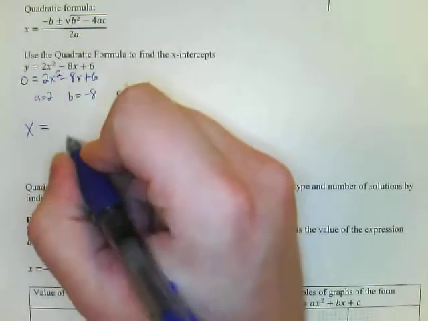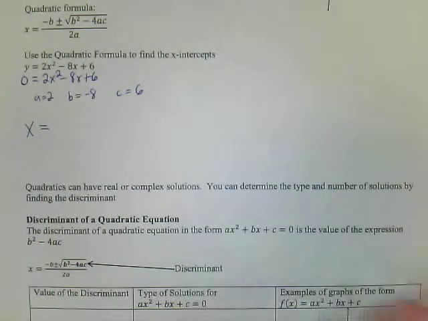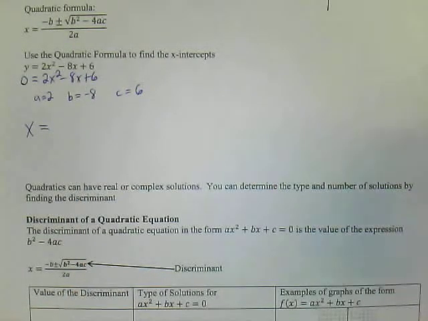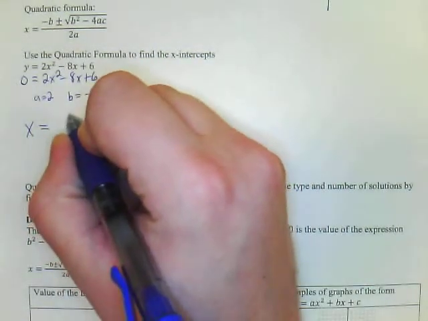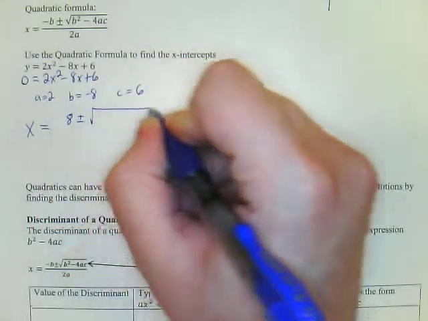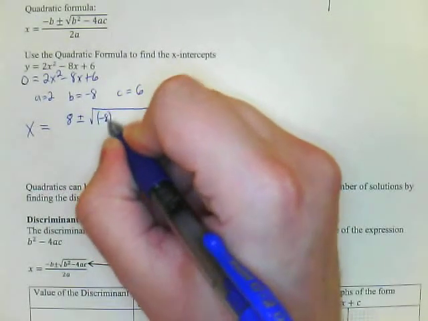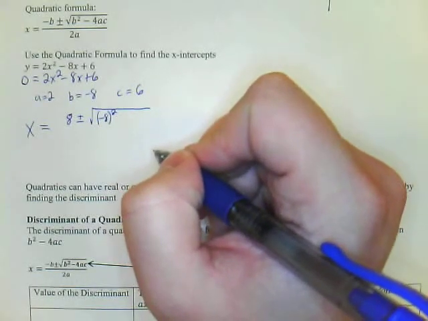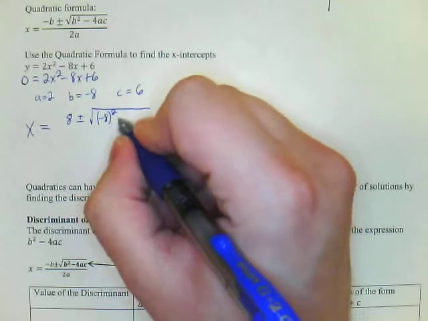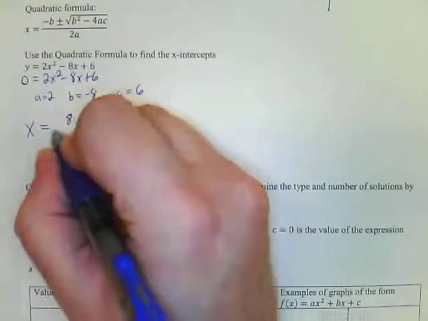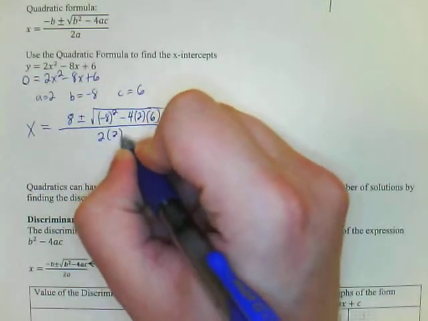So x is equal to negative b, or it might help to think of this as the opposite of b. Might help because if you think about b here, it's already negative, and so we have a negative 8. Might help to think of that again as the opposite of negative 8. The opposite of negative 8 is positive 8. Then plus or minus the square root of, again, we have negative 8 squared. A lot of students I see putting negative 64 there, but remember that a negative times a negative is positive, so negative 8 squared is positive 64. Minus 4 times a, which is 2, times c, which is 6, all over 2 times a, which is 2.